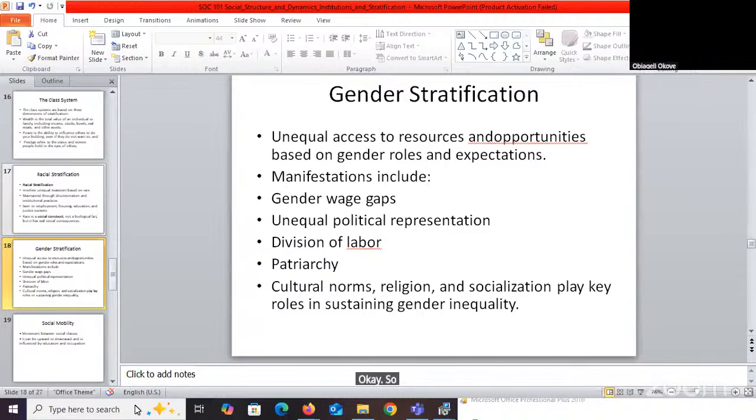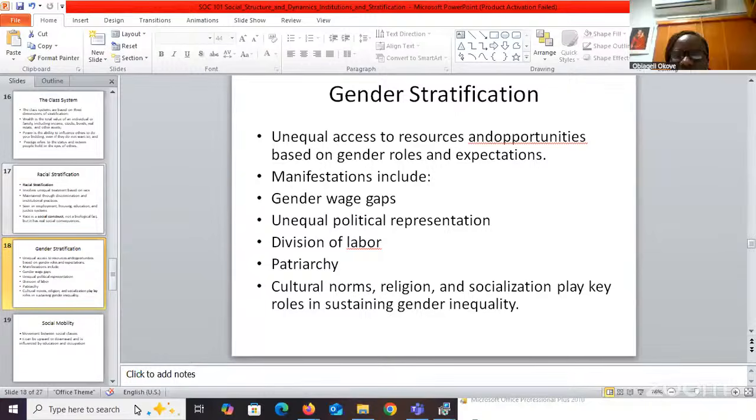So I said this gender stratification is also manifested in patriarchal society. In patriarchal societies, men are in charge, so women are subordinated. And then cultural norms and socialization. Religion supports that, and cultural norms support that. That's why it continues to exist in society. Even socialization from the family.